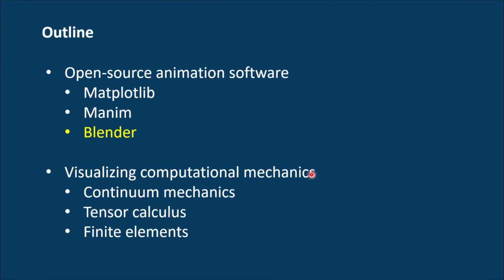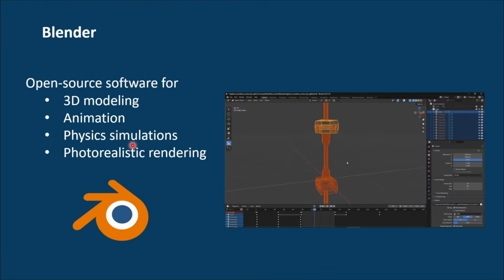Finally, I would like to talk a bit about Blender. So Matplotlib and Manim, they are both very nice and flexible software tools, but they are not specifically designed to render objects with realistic surface textures. And this is where Blender comes into play. So Blender is also an open source software that can be used for 3D modeling, for animation, physics simulations, and, what I find very interesting, photorealistic rendering.